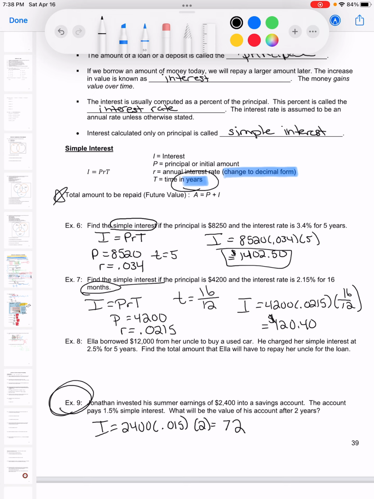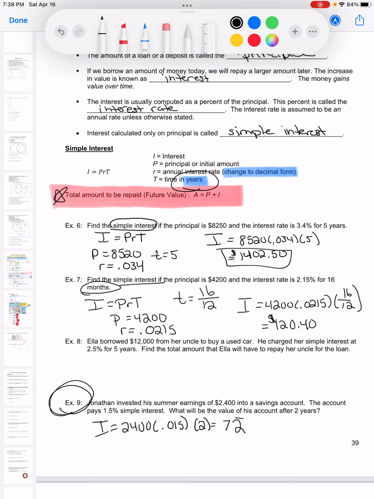But we want to know the value in the account after 2 years. So this is just the interest. And so it had just asked for the interest. I could have stopped there, but this one asked for the value at the end. So I'm going to use that formula that I just highlighted in the red right there.